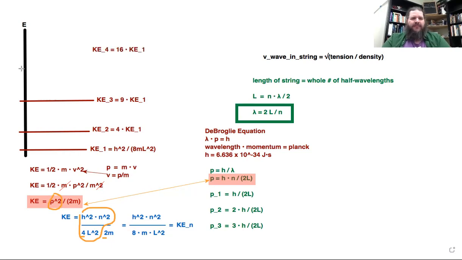And that represents an even bigger gap. So that's going to be somewhere up here. And then the next one, KE5, will be 25 times as high, so even off the chart we've got so far. But the important thing is we still have to follow conservation of energy.